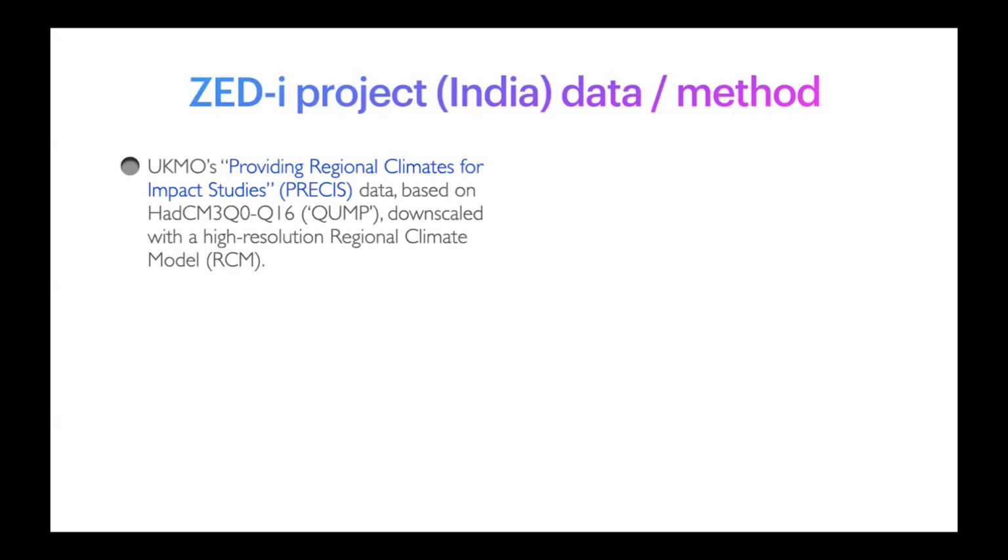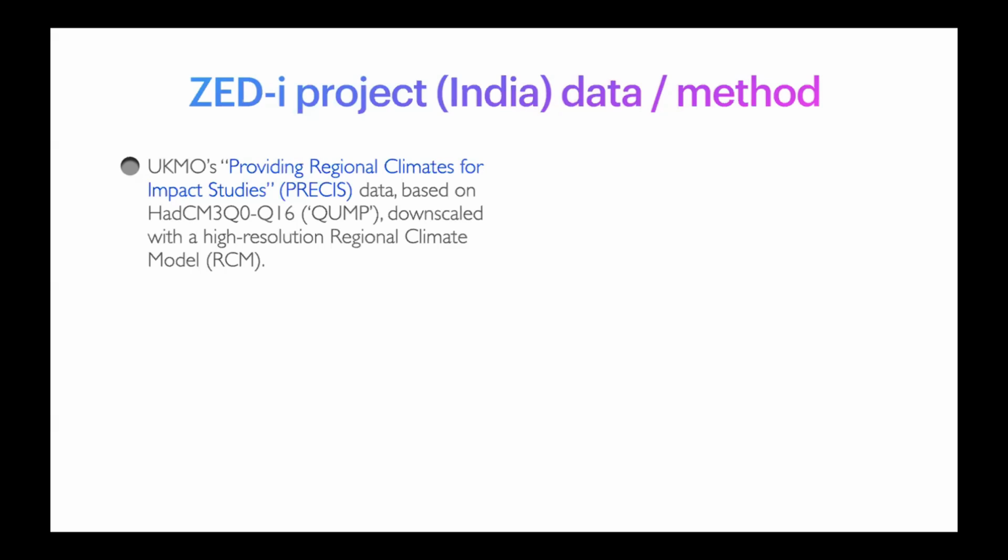On the India front, we went to the UK Met Office, which plays a role in the UKCP, the weather generator work that I showed earlier. And here we chose to directly use outputs from one of their regional models. So they have a global scale model, which is called HadCM3, and then that is downscaled to 25 kilometers using a regional climate model. And the data are called PRECIS, providing regional climates for impact studies.